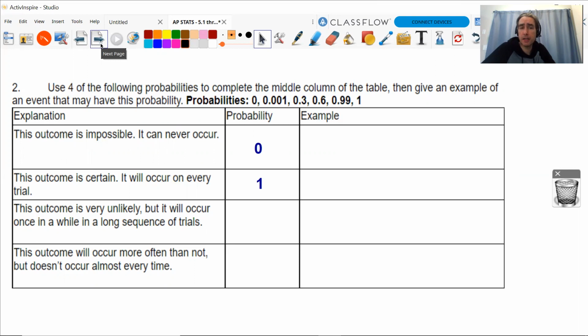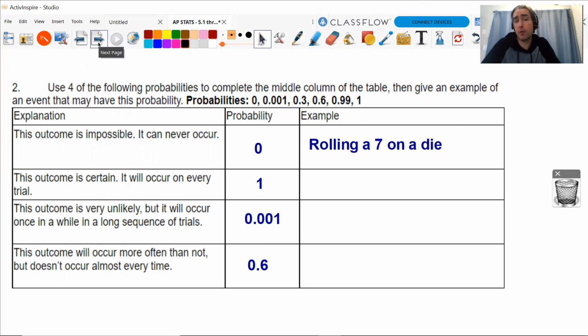So very unlikely is going to be 0.001, and almost the outcome will occur more often than that is not going to be 0.99, because that would be extremely likely, but having a probability higher than 50% is going to occur more often than not. So think about some examples that might occur. What kind of scenario is going to give you a probability of 0?